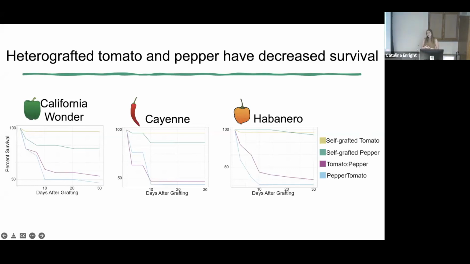So when I graft these plants together, I'm able to track their survival over time. So I'll talk you through the colors here. The yellow line is self-grafted tomato.